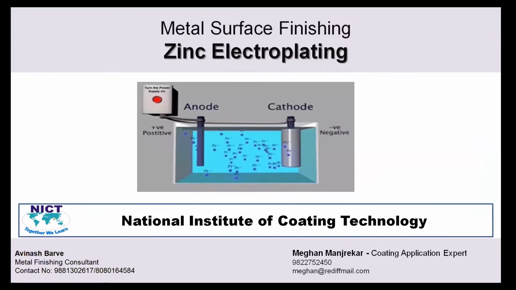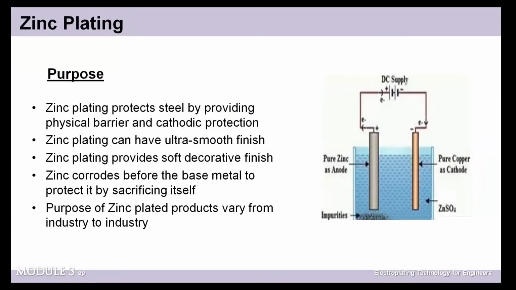Zinc electroplating. Purpose: zinc plating protects steel by providing a physical barrier as well as cathodic protection, or it is also called sacrificing property. Zinc plating can have an ultra smooth finish. Zinc plating provides a soft decorative finish. Zinc corrodes before the base metal to protect it by sacrificing itself.